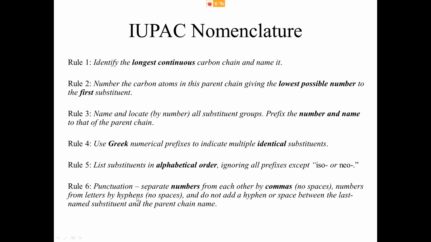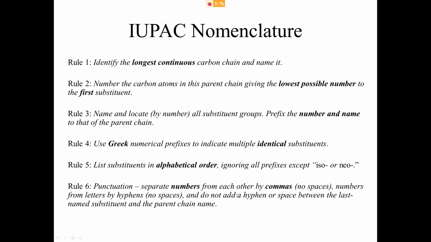Right? And then finally we have some punctuation. I need to separate in the long name that we're going to get any numbers from each other. If there's a series of numbers in a row, we separate numbers by commas. And if we separate numbers from words, locations from words, we use dashes or hyphens. Okay? There are no spaces anywhere in this name. Right? Nothing at all. We don't add any spaces. But in between numbers we put commas, and in between numbers and words we put dashes or hyphens, right?